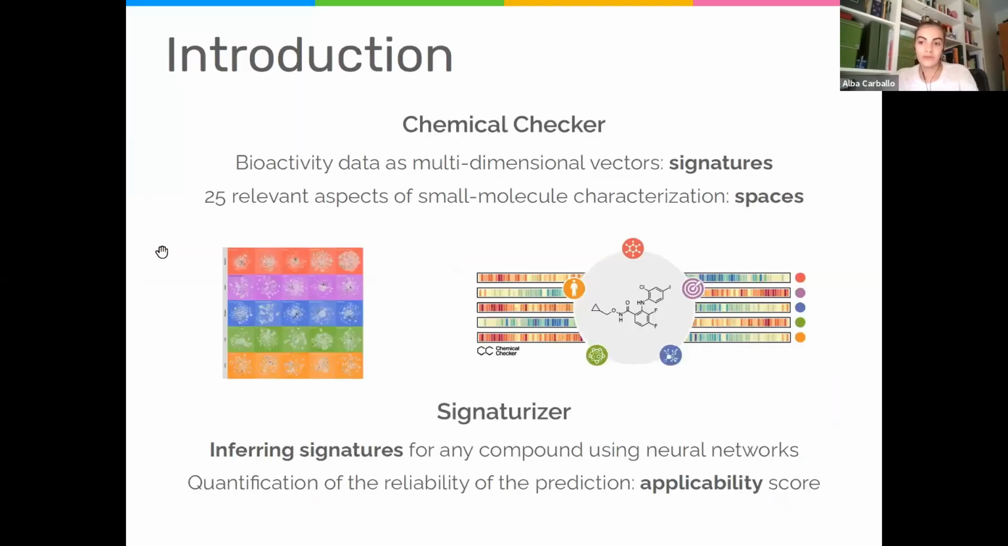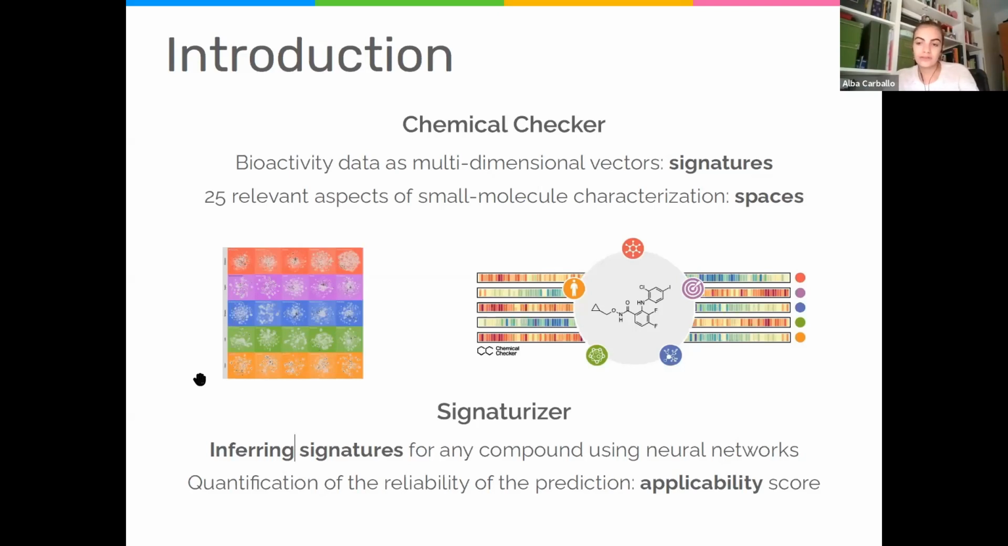The structural bioinformatics and network biology group developed the Chemical Checker, which introduced a new way of characterizing bioactivity data. They characterize this data as multidimensional vectors that we are going to call signatures from now on. They studied 25 relevant aspects of small molecule characterization. They divided it into 5 levels, as you can see here in this grid. Each one of the colors represents one of the levels, which are at the same time subdivided into another 5 levels. So at the end, we have 25 relevant aspects that we can study, and these are called the Chemical Checker spaces.